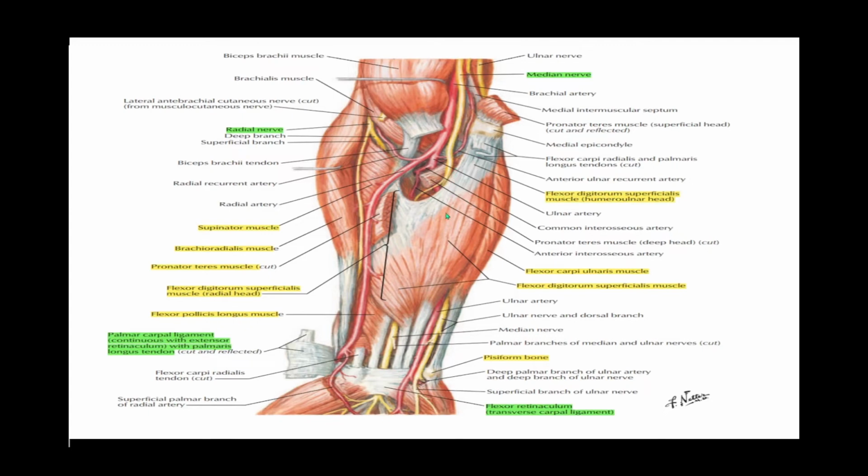And in this intermediate plane of dissection, we can see the flexor digitorum superficialis muscle. It has a broad, extensive origin. So the flexor digitorum superficialis has a radial head. So part of it comes from the radius, and it has a humeral ulnar head. Part of it comes from the humerus and the ulnar, the humeral ulnar head, coming from the common flexor origin.